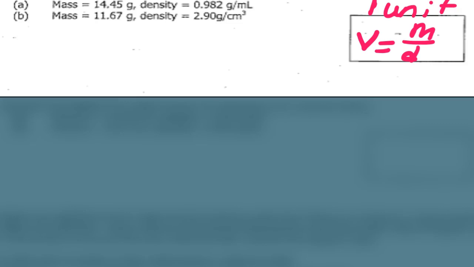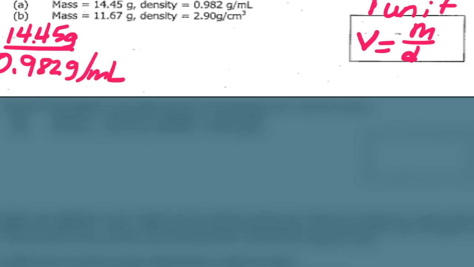Now, my formula is going to have my mass on the very top, which in letter A, they gave me 14.45 grams over my density, which is 0.982 grams per milliliter. Now remember, the units for volume will only have 1 unit provided, and it's going to be whatever the volume unit is in the problem. As I look at this particular example, I know that my grams are going to cancel out. And when my grams cancel out, that leaves me with milliliters.